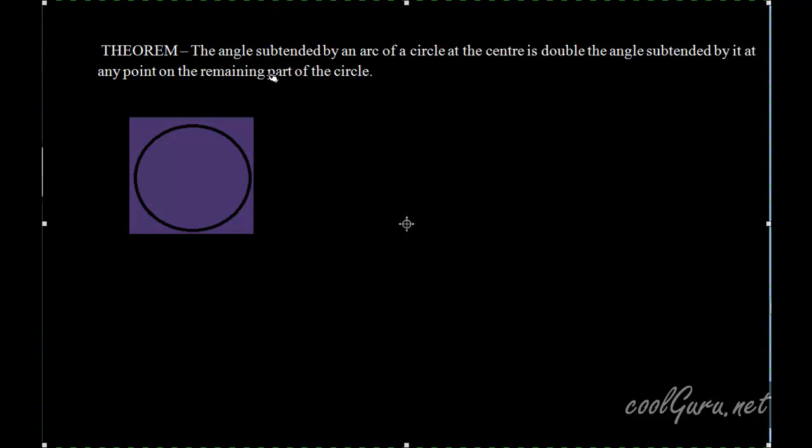Consider this theorem: the angle subtended by an arc of a circle at the center is double the angle subtended by it at any point on the remaining part of the circle. Now consider this circle with center O, and let PQ be any arc of this circle, and let it subtend an angle POQ at the center and angle PRQ on the remaining part of the circle.